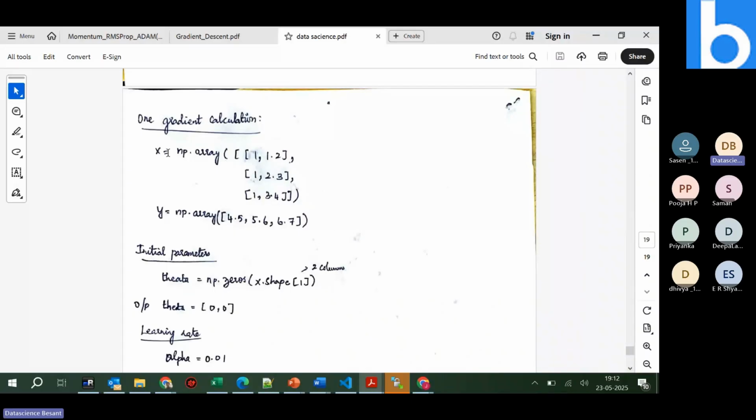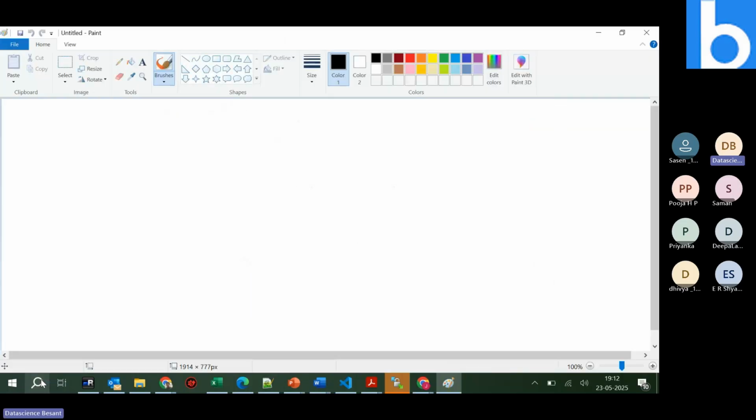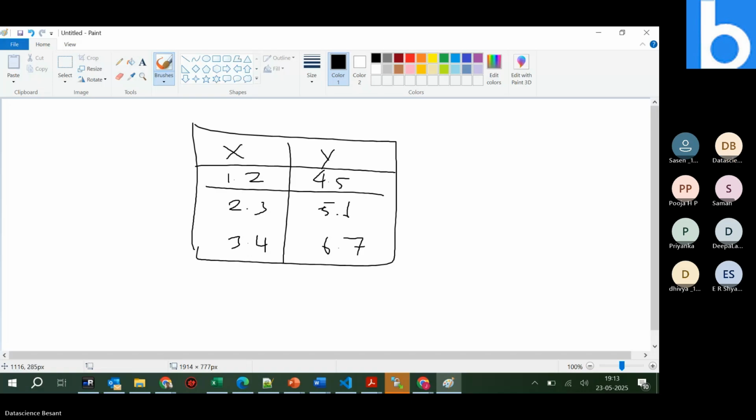Okay, so guys, please listen here. X is equal to np dot array, and we have 1, 1, 1, and 1.2, 2.3, and 3.4. I'm sharing my screen, right? Yes, we can see your screen, sir. So what I'm trying to tell is basically I have a data set something like this. I have X followed by Y: 1.2, 2.3, 3.4, 4.5, 5.6, 6.7. This is the data set I have written in a programmatic way.